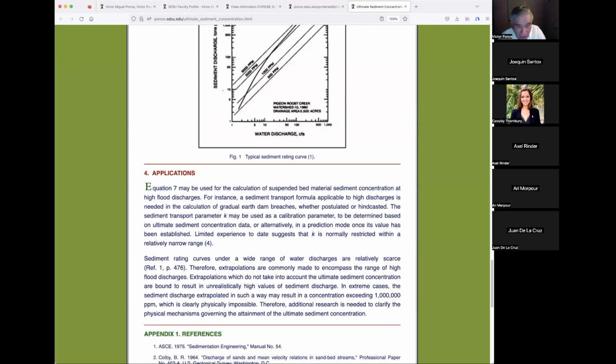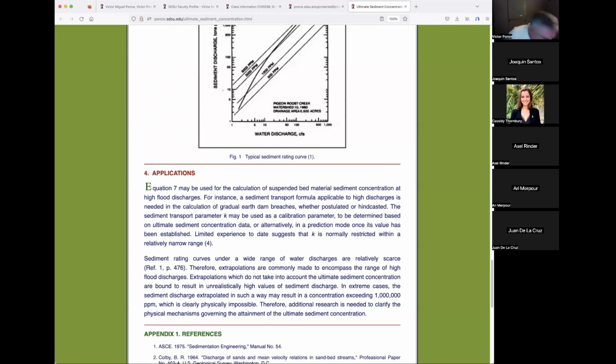Okay, so now sediment rating curves are relatively scarce. Extrapolations are commonly made to encompass a range of high flood discharges, etc. I'm not going to finish in here. The sediment discharge extrapolated may result in a concentration exceeding 1,000 ppm. I'm saying in here that if you extrapolate from the bottom, you end up with too high a sediment rating, which is impossible. You cannot get a concentration exceeding 1,000,000 parts per million because that would be solid.